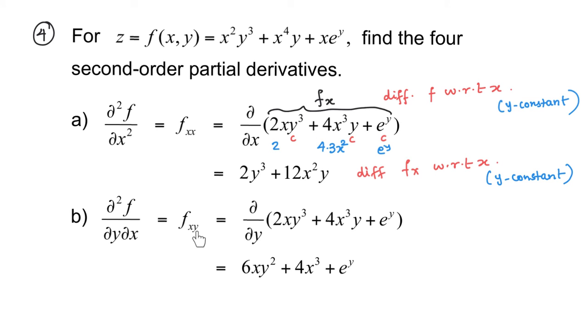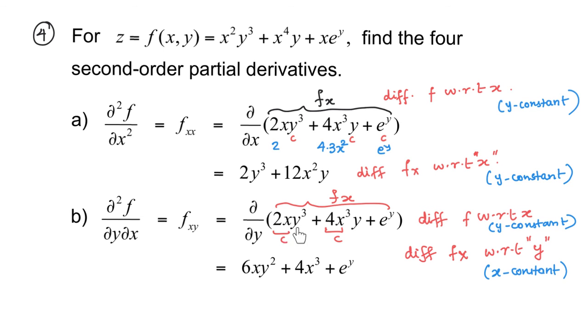Now we need to differentiate with respect to y by treating x as a constant. So here x is constant. So when you take the derivative of this with respect to y, 2x is a constant, constant times derivative of y cube. Derivative of y cube is 3y square, right? So 2 times 3, that is 6x y square. Then 4x cube, derivative of y is just 1. And e power y, derivative of e power y with respect to y is just e power y.